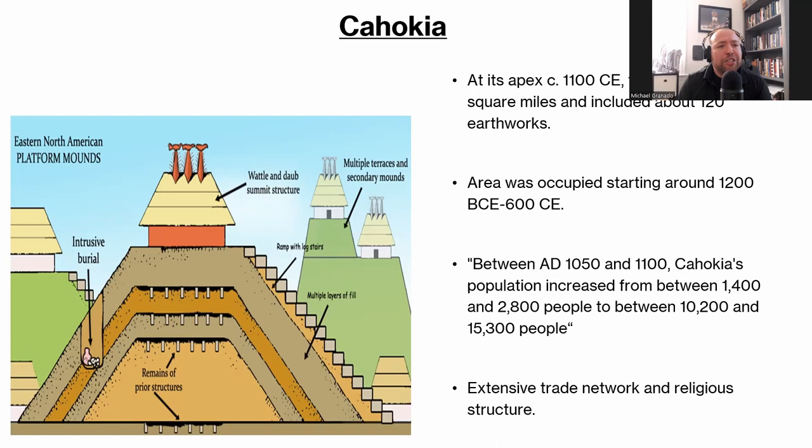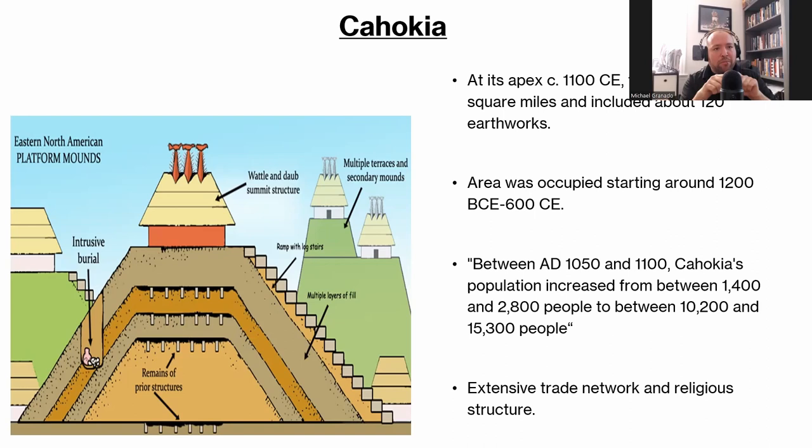Estimates about the population of the city at its peak, taken from a geographical survey that was done of the area, say that between AD 1050 and 1100, Cahokia's population was anywhere from 1,400 to 2,800 people, but that at its peak, we're looking at anywhere between 10,000 to 15,000 people. And this is just within the city center itself. That's that 6 square mile radius.